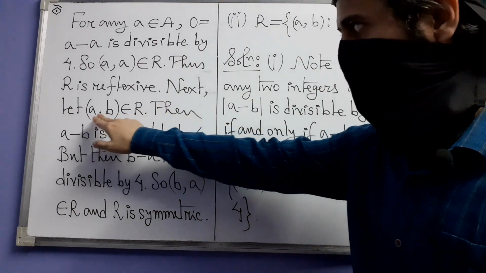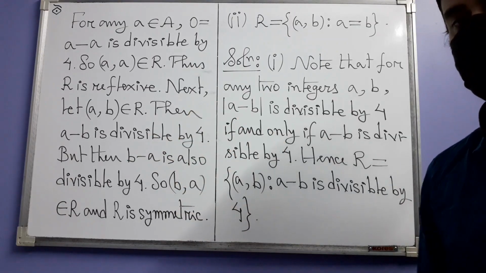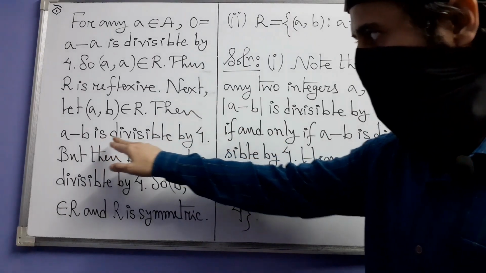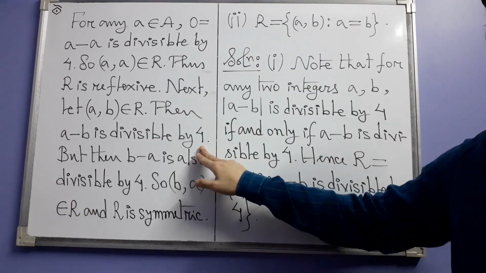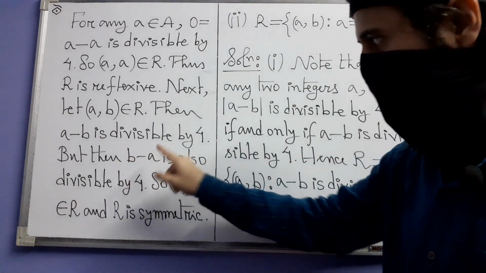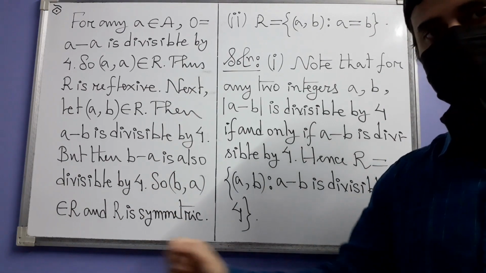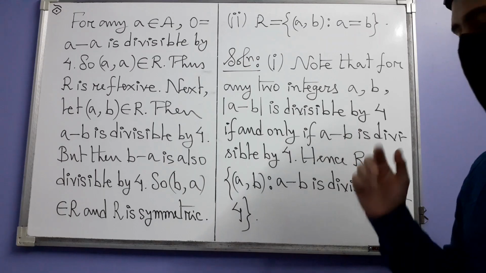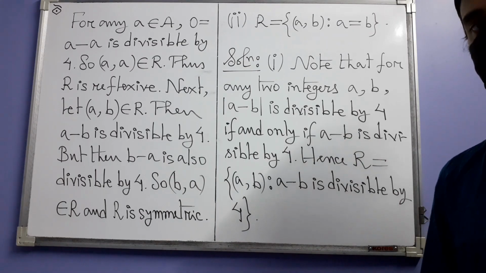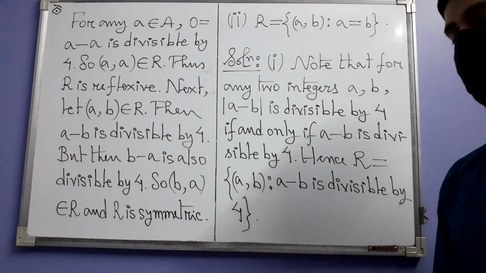Next, let us consider any element (a, b) in R. Then a minus b is divisible by 4, but then its negative is also divisible by 4, which is b minus a. So that way (b, a) also belongs to R, which makes R symmetric. Next, let us see transitivity, which is where actually we are going to need this simplification. Let's see how it can be obtained.